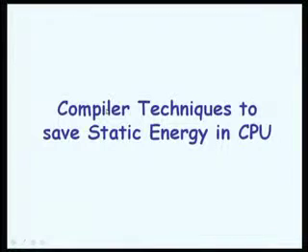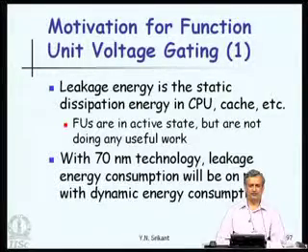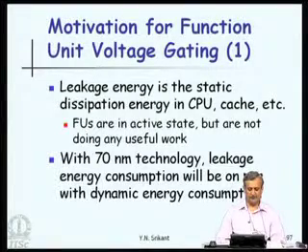Now, let us start looking at compiler techniques to save static energy in the CPU. So far, we have seen techniques which save dynamic energy. We did not see any techniques to save static energy. Function unit gating, or voltage gating, is one of the forms which can save static energy, where the supply voltage to the CPU, say to a function unit, is switched off.